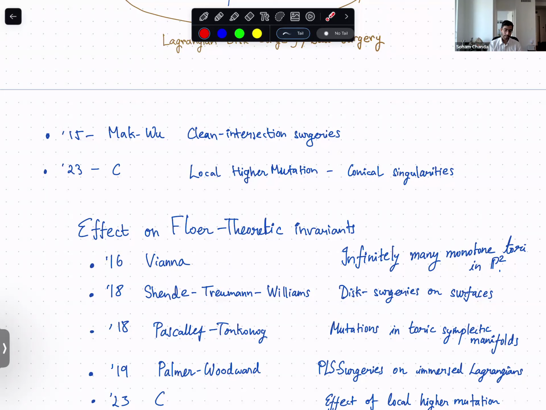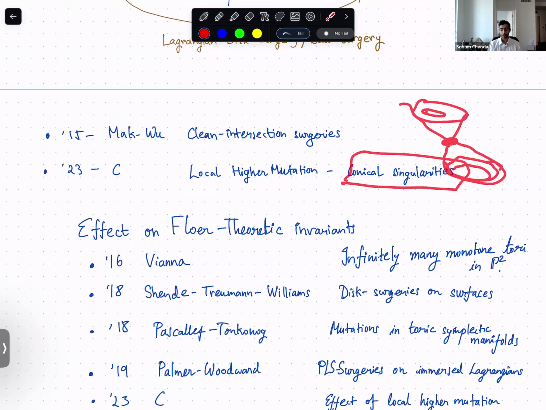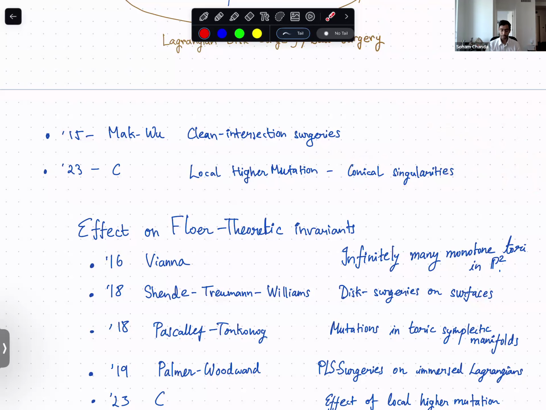And in 23, in my first paper, I show a new type of surgery where you don't have these nice singularities, you have a conical singularity. This was a conical singularity on a Clifford torus. If you have a Lagrangian so that it has a conical singularity modeled on a Clifford torus, which will be clear later, then you could smooth it to something which is a cylinder times Clifford torus.